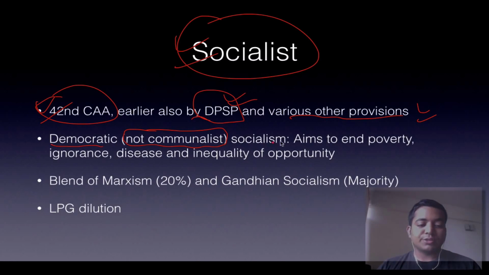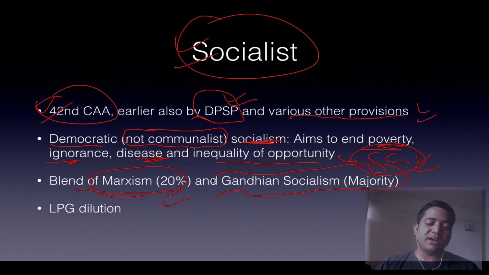So it is a democratic socialism. It aims to end poverty, ignorance, disease and inequality of opportunity. It is a statement of a Supreme Court judge, so you better remember it. It's a blend of Marxism, 20% or so, and majorly what is it? It's Gandhian socialism. If you want to read more about it, just Google it.